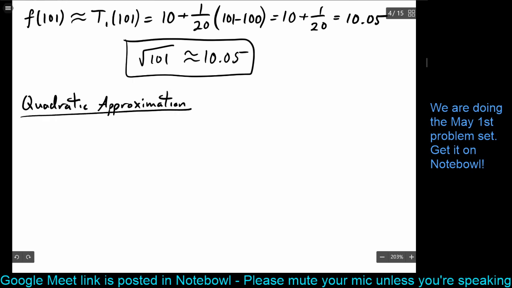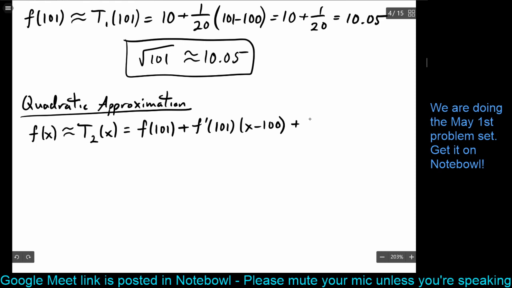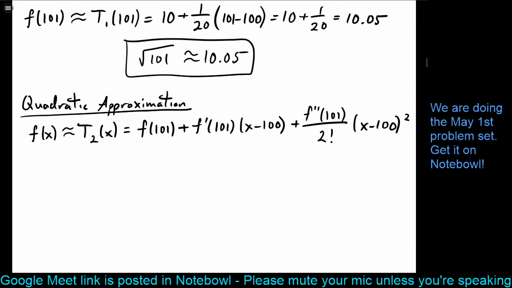Okay. The quadratic approximation, in this case, we'll say f of x is, this time let me call it t2 of x, to stand for the second degree Taylor polynomial. All right, so this is f of 101 plus f prime of 101, x minus 100, plus f double prime of 101 over 2 factorial x minus 100 squared. And now we compute this.